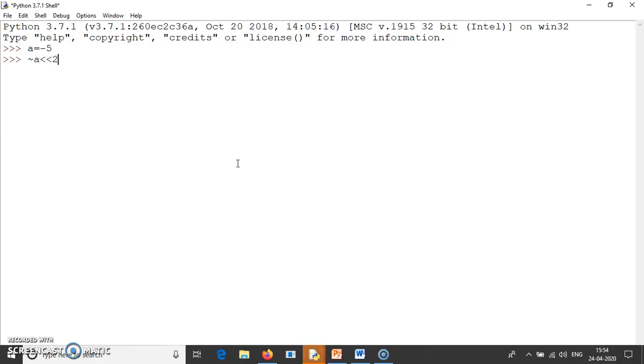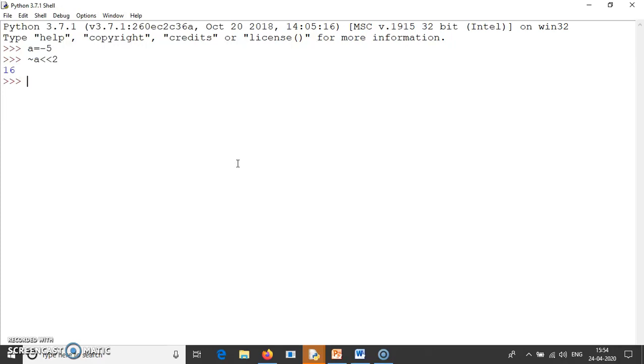What would be the answer? Which operator would be performed first? So obviously bitwise not would be performed first. So bitwise not on a, which is equal to -5, would result in... remember, -a -1 is the answer. So it is -a, which means minus -5, so +5. So +5 and -1 is +4. And 4 left shift 2 is 16, as we saw in our example.